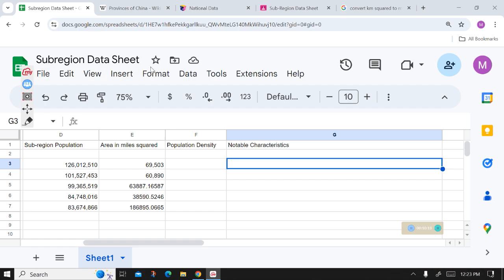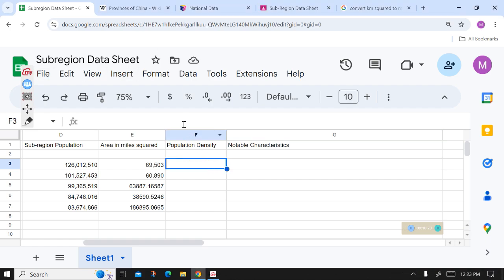So now, what we have to do to get population density is we're going to type in equals, okay? I do not mean for you guys to just write these numbers by hand. We're going to do this using a formula, okay? And what I wanted to do, again, is take the number of people. So remember, I want to take this number. I want to take the number that's in D2.